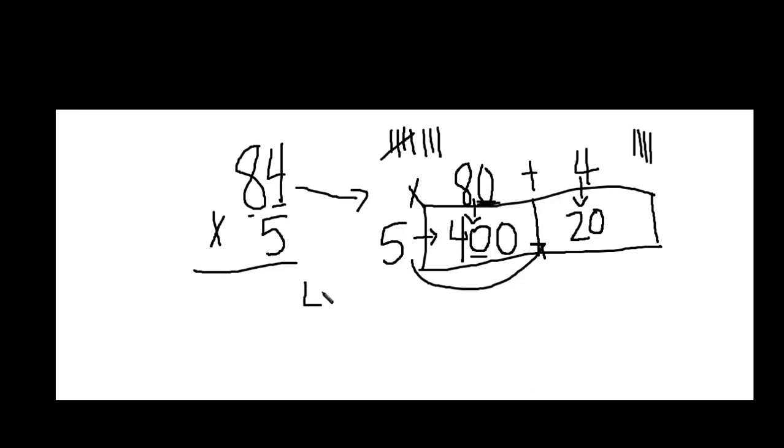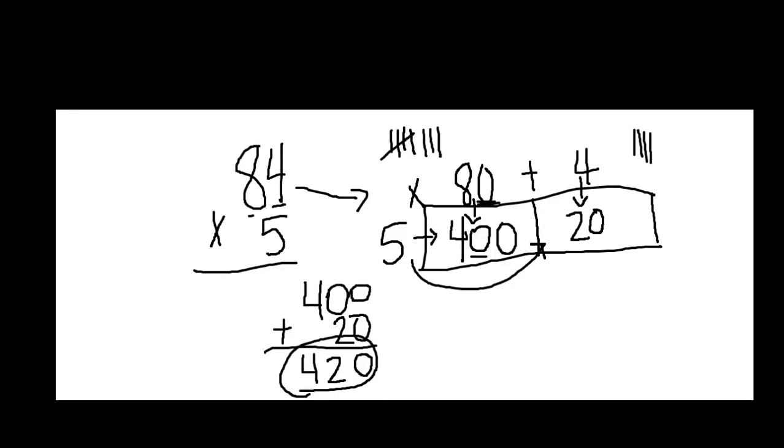Now we're going to add 400 plus 20. Make sure you line everything up still. 0, 2, 4. 84 times 5 is 420.